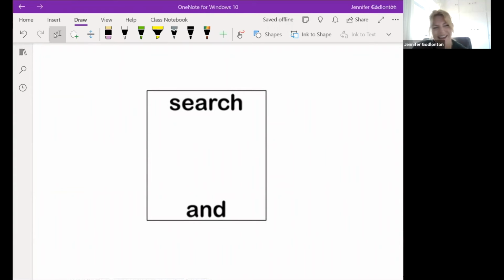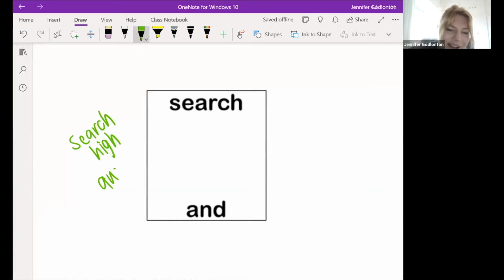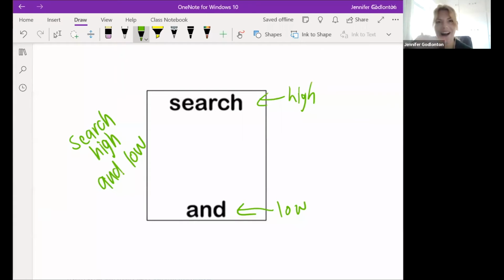No, search box, the square, search and destroy. No. No. Getting closer, but no. Search engine. No. Anna, I'm going to give it to you. It didn't need the ing, but that is very, very close. This one was literally search high and low. As in search is high and is low. So you search high and low.